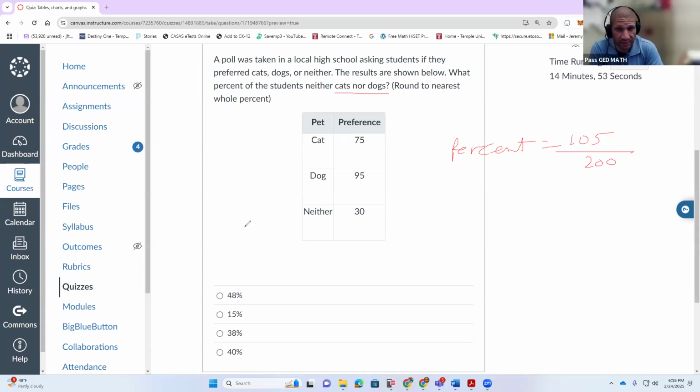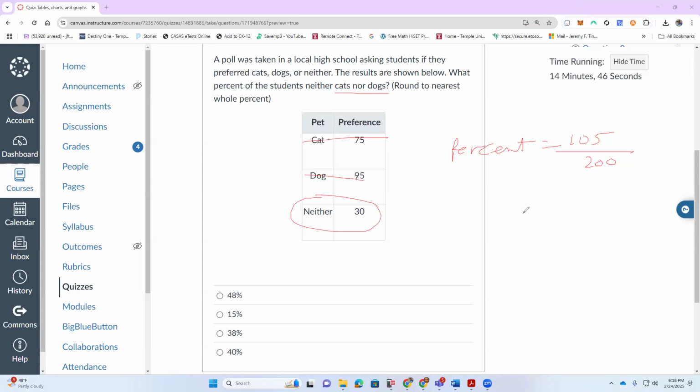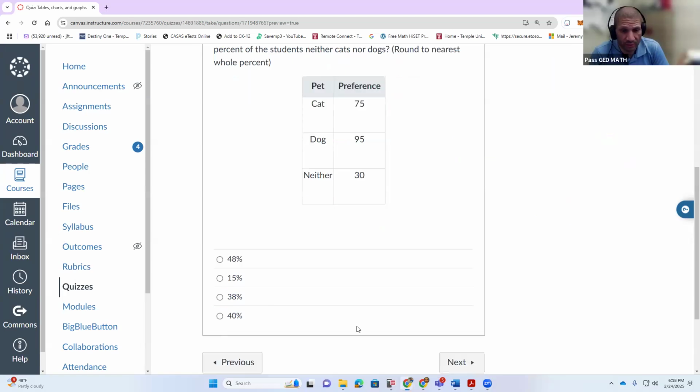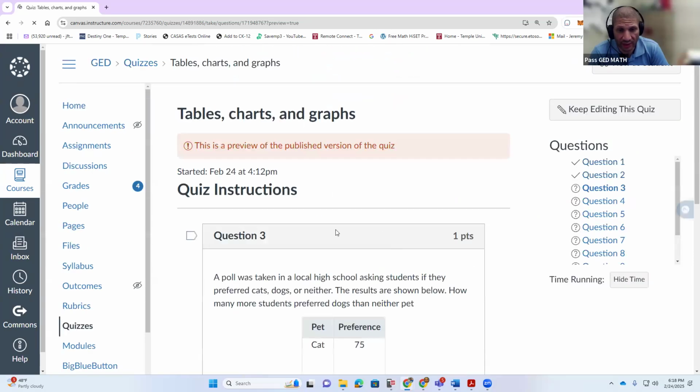Okay, so see where you made your mistake? What percent of students are neither cats nor dogs? So actually what you wanted was 30 over 200. So you want to make sure you're reading it carefully. It says cats nor dogs. It's not cats or dogs. Oh, okay, I understand. So then it would be 15%. See, that English is very complicated. So this is where you gotta take your time and read it.